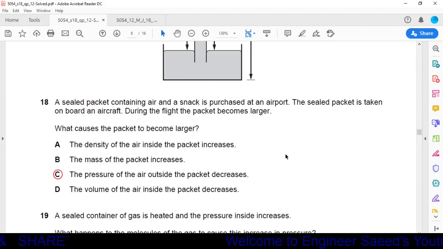Now we read our options. Option A, the density of the air inside the packet increases. No, density does not increase. The mass of the packet increases. It cannot be. Option C, the pressure of the air outside the packet decreases. Yes, it is the correct option. Outside the packet, pressure of air is decreased, and inside the pressure is the same. It has not changed, so the packet will become larger. So option C is the correct option.